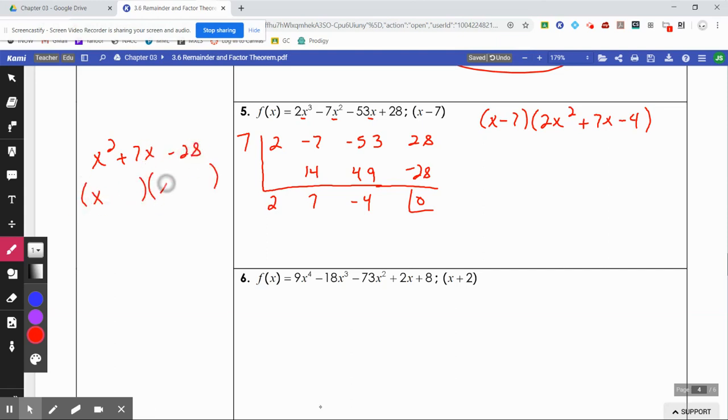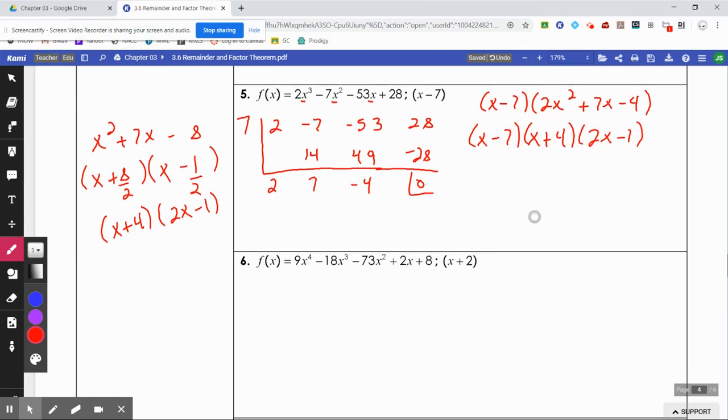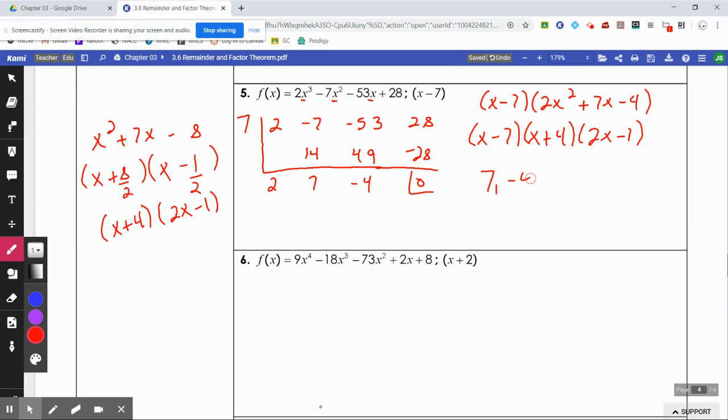That'll be x and x. Or excuse me, it's minus 8, yeah, that's right. That'll be a +8 and a -1. Divide by the number you slipped. That'll be x plus 4, and that will not reduce, so 2x minus 1. So you now have x minus 7, x plus 4, and 2x minus 1 as the factors. So your roots are 7, -4, and 1/2.